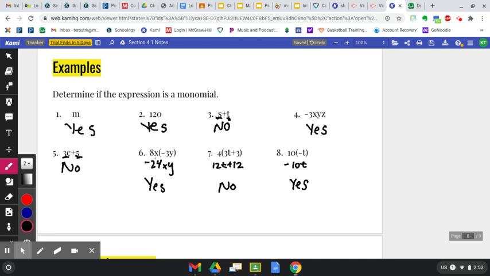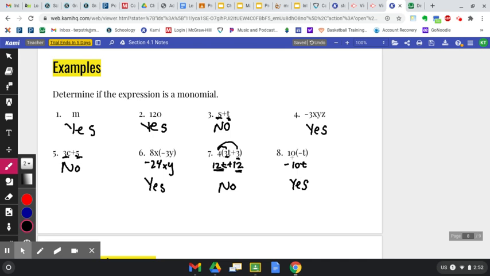Now, here's where it gets sometimes confusing. This is 8x times negative 3y, and I can always multiply the numbers together, right? So I could say 8 times negative 3 is negative 24, and then I have an x and a y. So this is a single term after I simplify it. So yes, that's a monomial. However, here when I distribute, there's 2 terms in here, so after I multiply, there will also be 2 terms. So this would be 12t plus 12, and there's 2 separate terms, a variable term and a number term. So no, that's not a monomial.